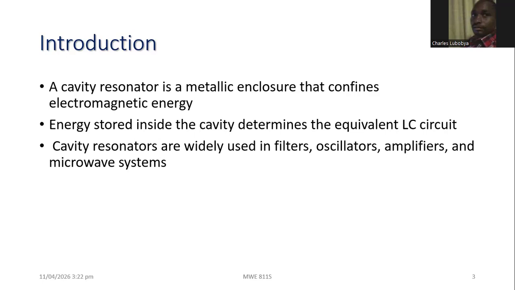So cavity resonators are widely used in many applications, including making microwave filters, microwave oscillators, microwave amplifiers, as well as microwave oven systems. Each of these components, the filters, oscillators, and amplifiers, can then be used in radar systems, satellite communication systems, PSTN networks, and so on and so forth.